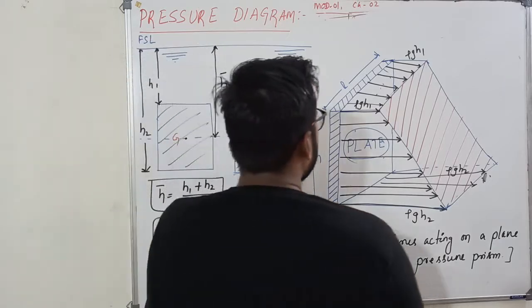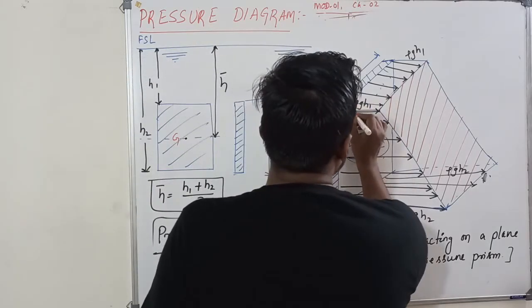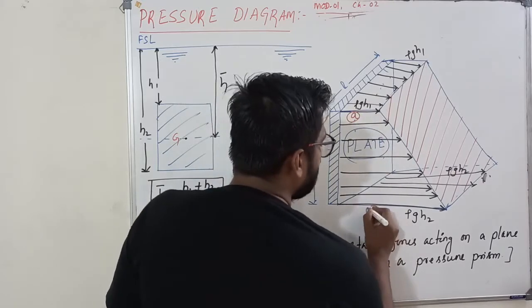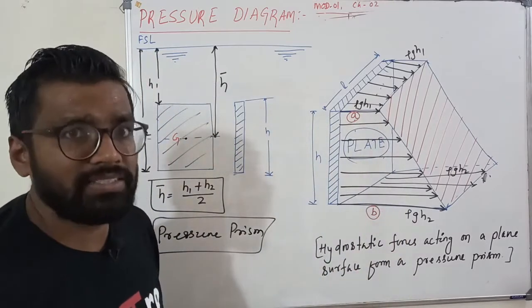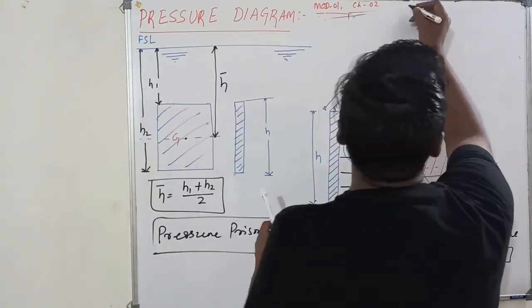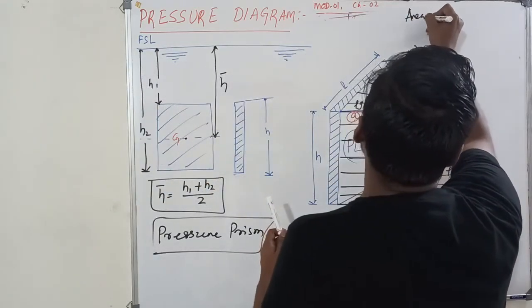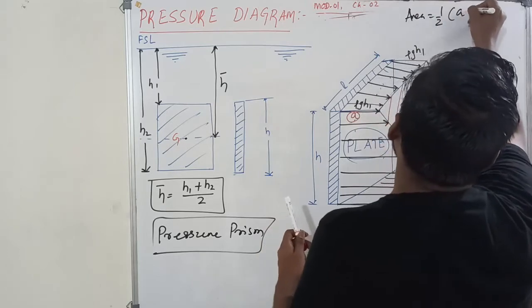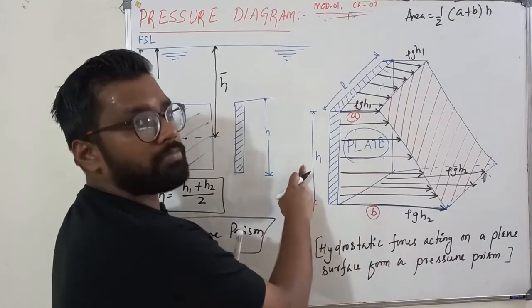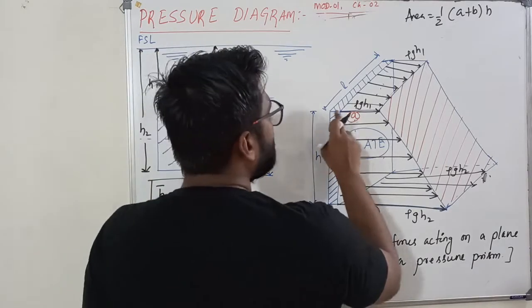So let us try to solve it. Let us say one parallel side height is a, the other parallel side height is b. So what is the area of a trapezium? Area of a trapezium is half (a plus b) into height. So this is the area of a trapezium.